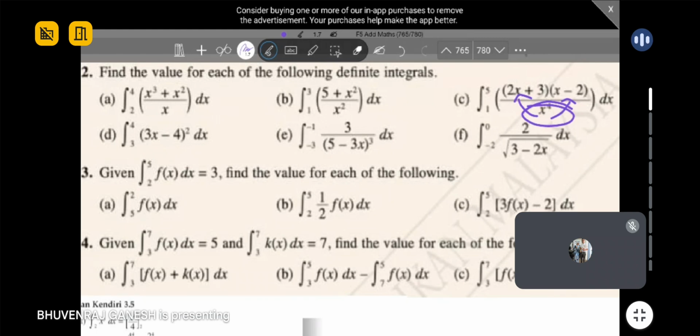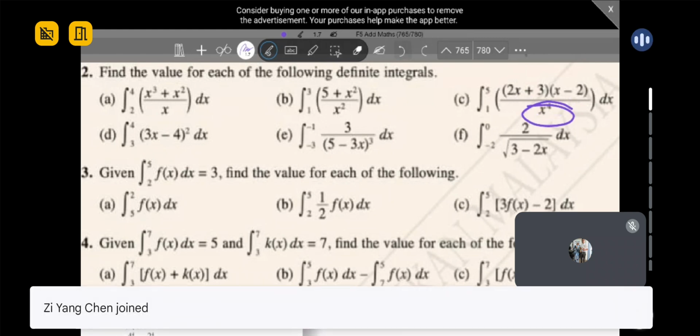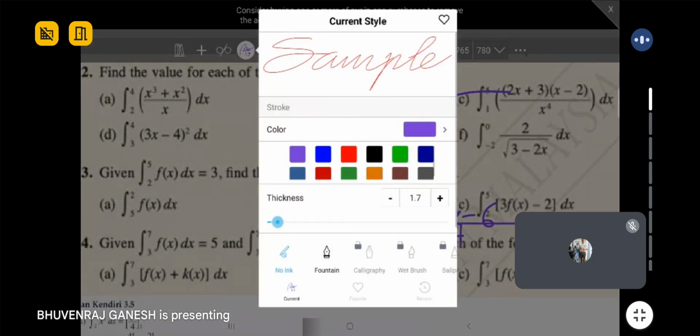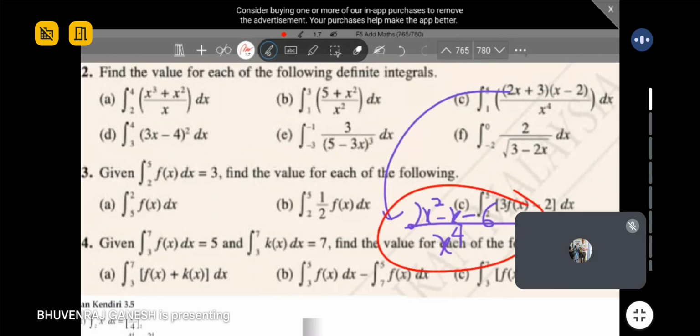Understand, guys? So, expansion should be okay, right? You all take NMATs, so expansion should be no problem. Quadratic expansion, so you should get this. So this is the answer you get. So guys, don't forget, divide x power 4. Okay, so you will get 2x power negative 2 minus x power negative 3 minus 6x power negative 4.